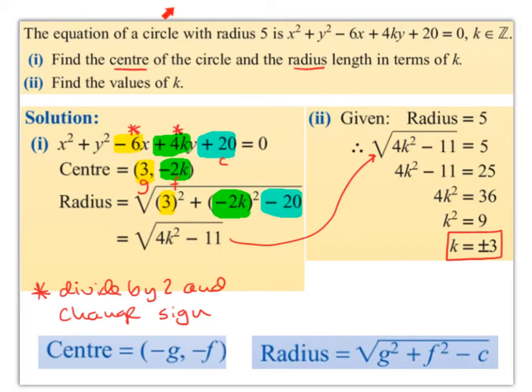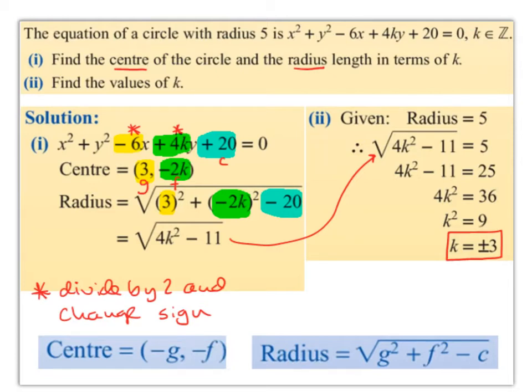The equation of a circle with a radius 5 is x squared plus y squared minus 6x plus 4ky plus 20 is equal to 0, where k is an element of the integer set. So k is a positive or negative whole number. Part 1. Find the centre of the circle and the radius length in terms of k. That just means keep k in the answer.